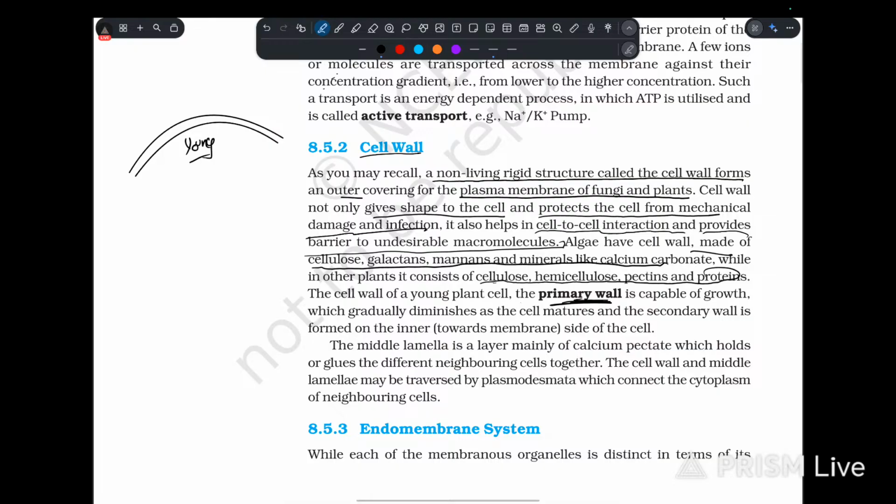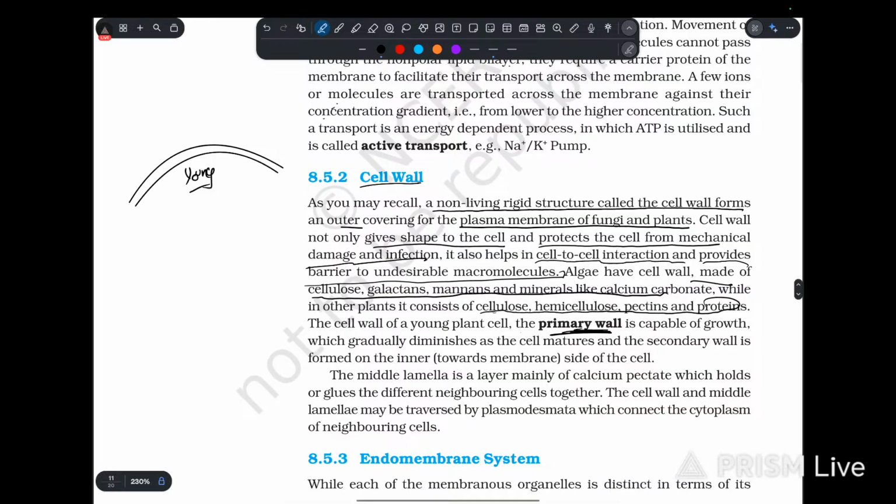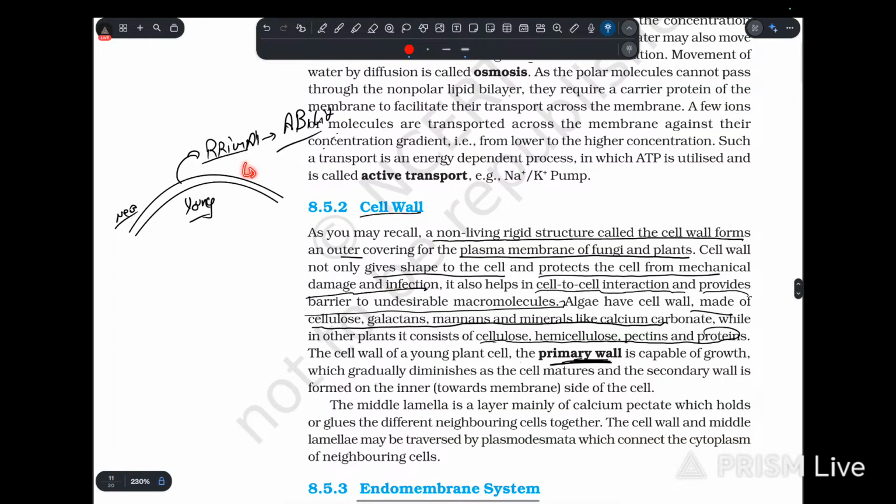When it is young, the new cell wall is called the primary cell wall. What is its feature? It has the ability to grow. It can grow in size, and slowly with age it diminishes, and a new secondary cell wall forms between the primary cell wall and the cell membrane.